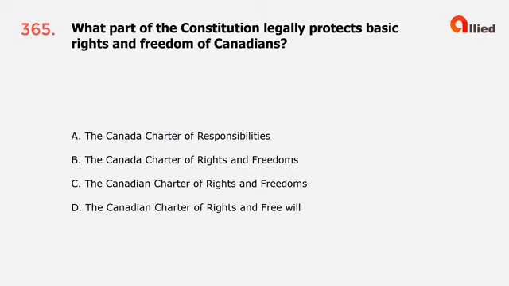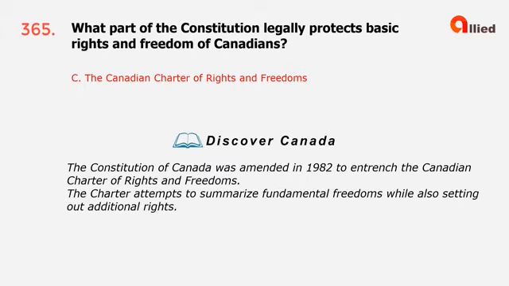Question 365. What part of the Constitution legally protects basic rights and freedoms of Canadians? A. The Canada Charter of Responsibilities. B. The Canada Charter of Rights and Freedoms. C. The Canadian Charter of Rights and Freedoms. D. The Canadian Charter of Rights and Free Will. The answer is C. The Canadian Charter of Rights and Freedoms.